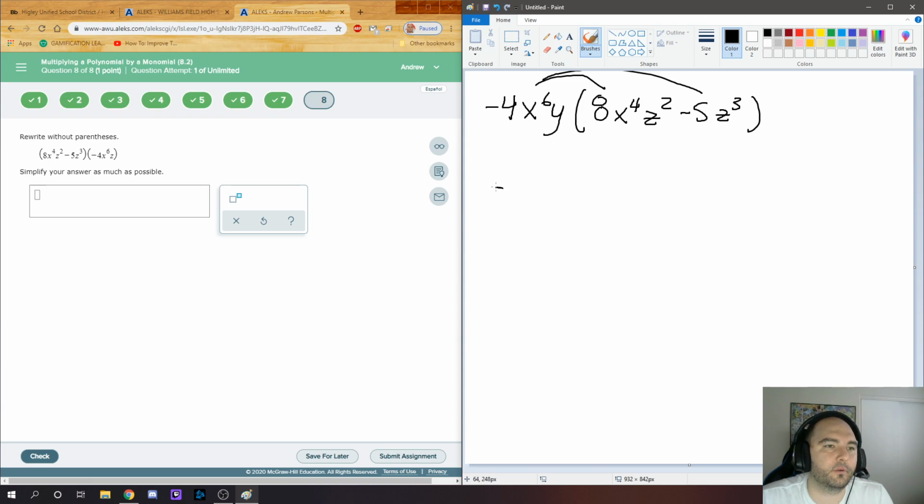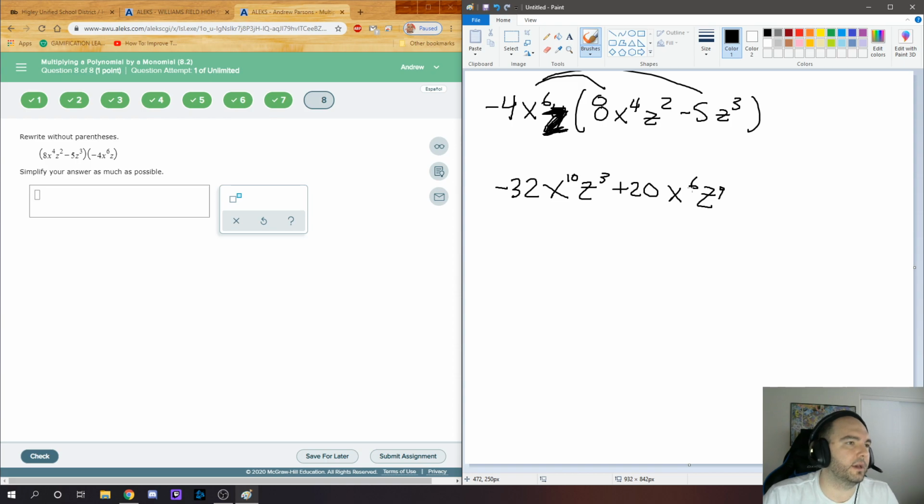So 2 things are going on there. We got negative 4 and 8, negative 32. X to the 10. Oops, I wrote a y here. Sorry, this was supposed to be a z. You didn't see nothing. Look at that. That's the most z looking z I've ever seen. Anyways, x to the 10 at 6 and 4. Z to the 3rd, because 1 and 2. Then I'm going to get positive 20 from negative 4 times negative 5. X to the 6, because there weren't any x's. And z to the 4th. And that should be good.